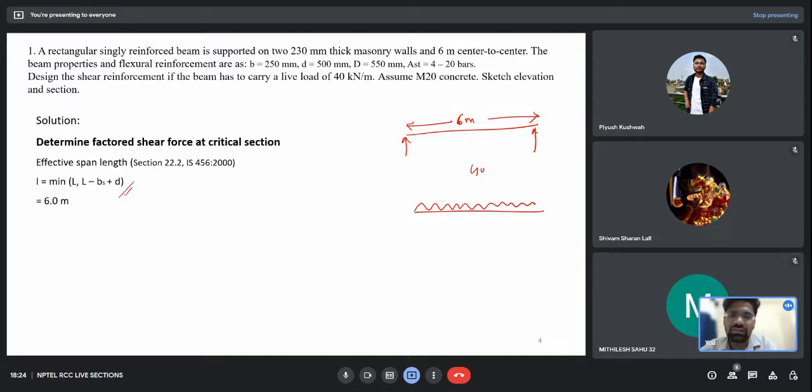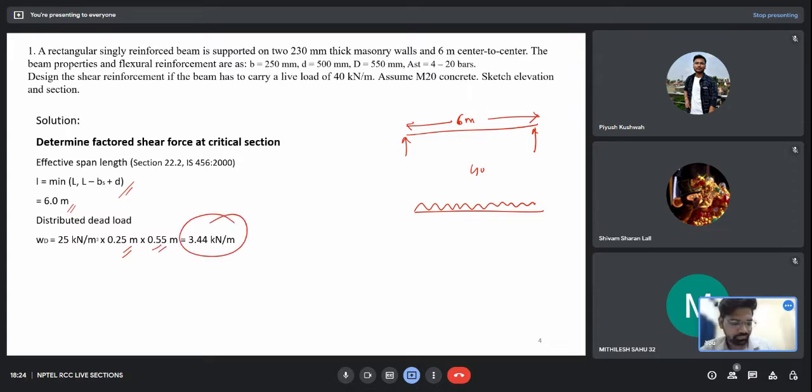This we have done in the previous class also. This is from the IS code provision. Center to center it is given as 6 meter, but we have to take the minimum of the clear span, or clear span minus the support plus the depth of concrete. So I have taken it as 6 meter. Next, the distributed dead load: I have multiplied the unit weight of concrete with the cross section dimensions and got this value. Next, I have calculated the factored load acting upon this beam. So I got 65.2 kilonewton per meter.